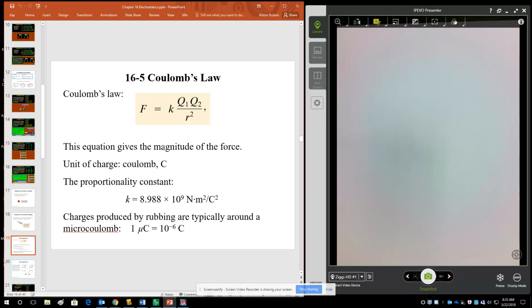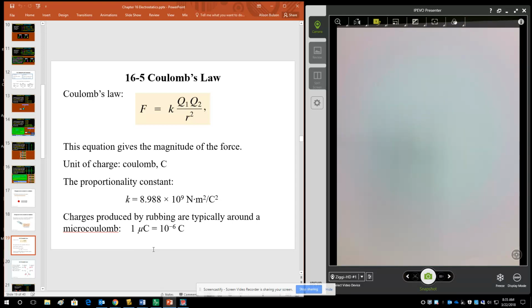As we said, the unit of charge is a coulomb in honor of Charles Coulomb. Capital C is the symbol. That constant k is 8.988, and I think the AP equations table gives it as 9.0 times 10 to the 9th, in units of newtons times meters squared divided by coulomb squared.